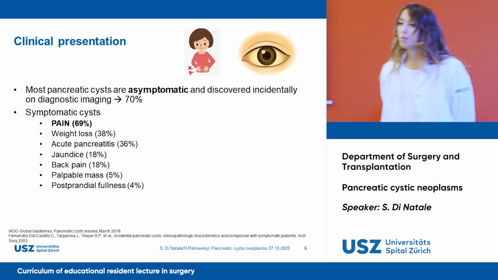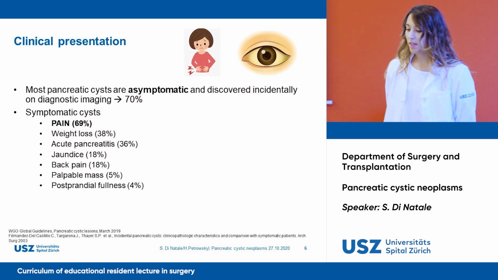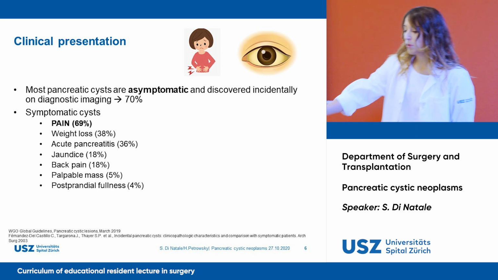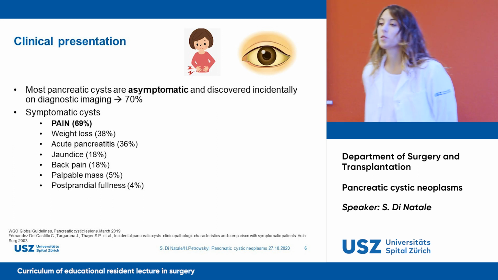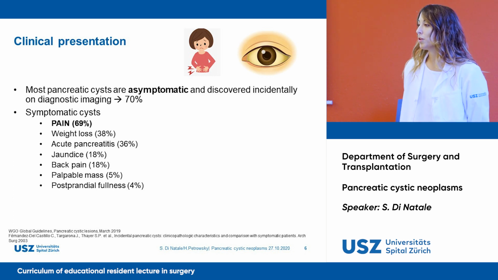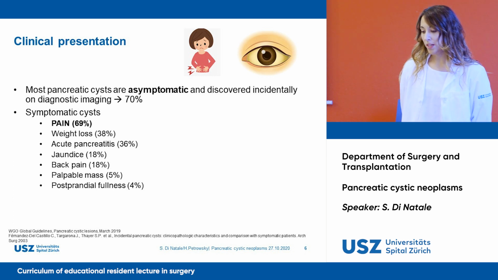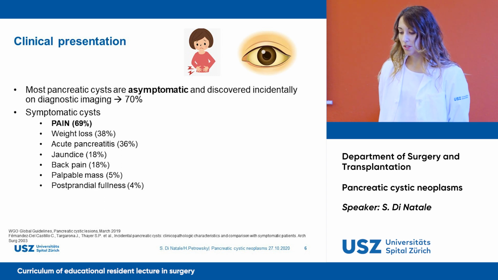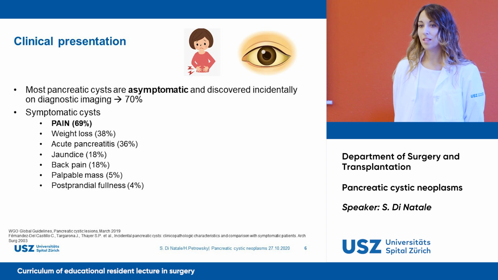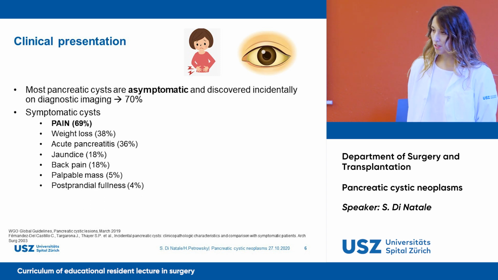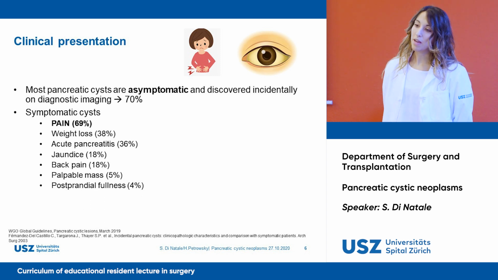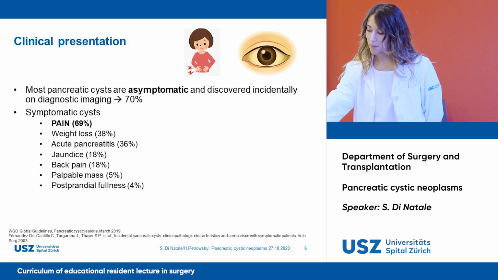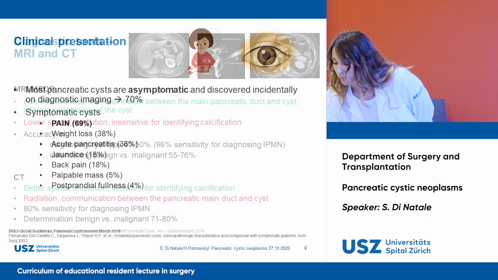As I mentioned before, most pancreatic cysts are asymptomatic and discovered incidentally on diagnostic imaging. The most common symptoms in a surgical case series with 131 patients with symptomatic pancreatic cysts were pain, seen in about 70% of the patients, weight loss and acute pancreatitis in about 40%, jaundice and back pain in about 20%, and a palpable mass and postprandial fullness in about 5% of the patients.